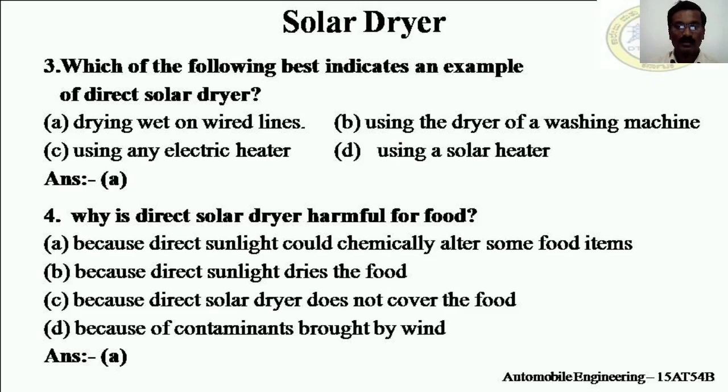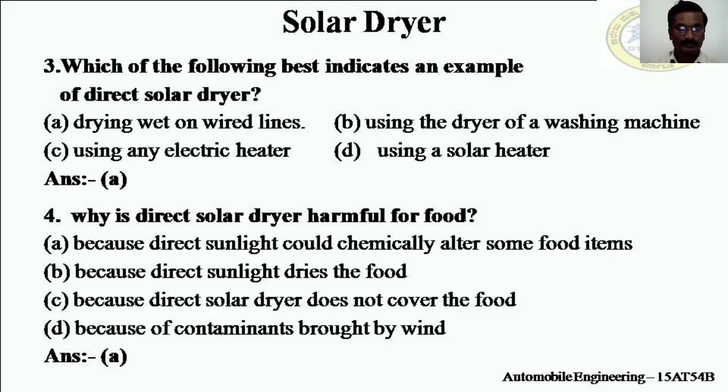Why are direct solar dryers harmful for food? The answers are: A, because direct sunlight could chemically alter some food items. B, because direct sunlight dries the food. C, because direct solar dryers do not cover the food. D, because of contaminants brought by wind.